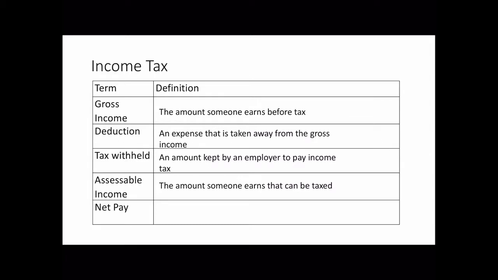Next one is assessable income. This is when your gross income has had its deductions taken out of it. That's the amount that you actually need to pay tax on. We'll look more at that in another lesson though. And net pay: this is the amount you actually receive, the amount that will actually go into your bank account after you've paid tax. So there are 5 important terms that we need to remember.